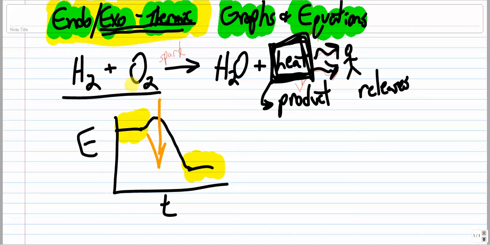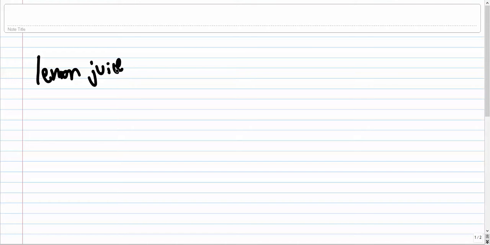So since I showed you a graph and an equation for an exothermic reaction, I should probably do an endothermic one. So let me insert a new page here. And what if, and this is something you can do on your own, what if you take some lemon juice, which contains citric acid, and you dump in some baking soda, and science people call that sodium bicarbonate. If you take lemon juice and dump in some baking soda, what happens is you make two new chemicals.